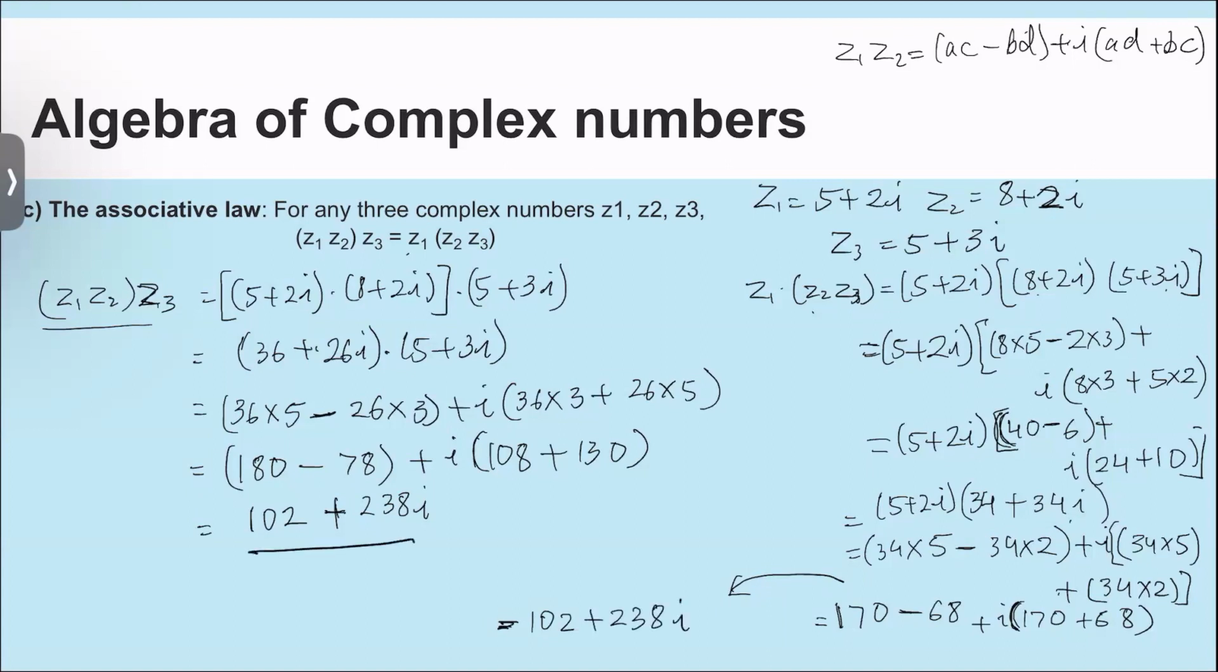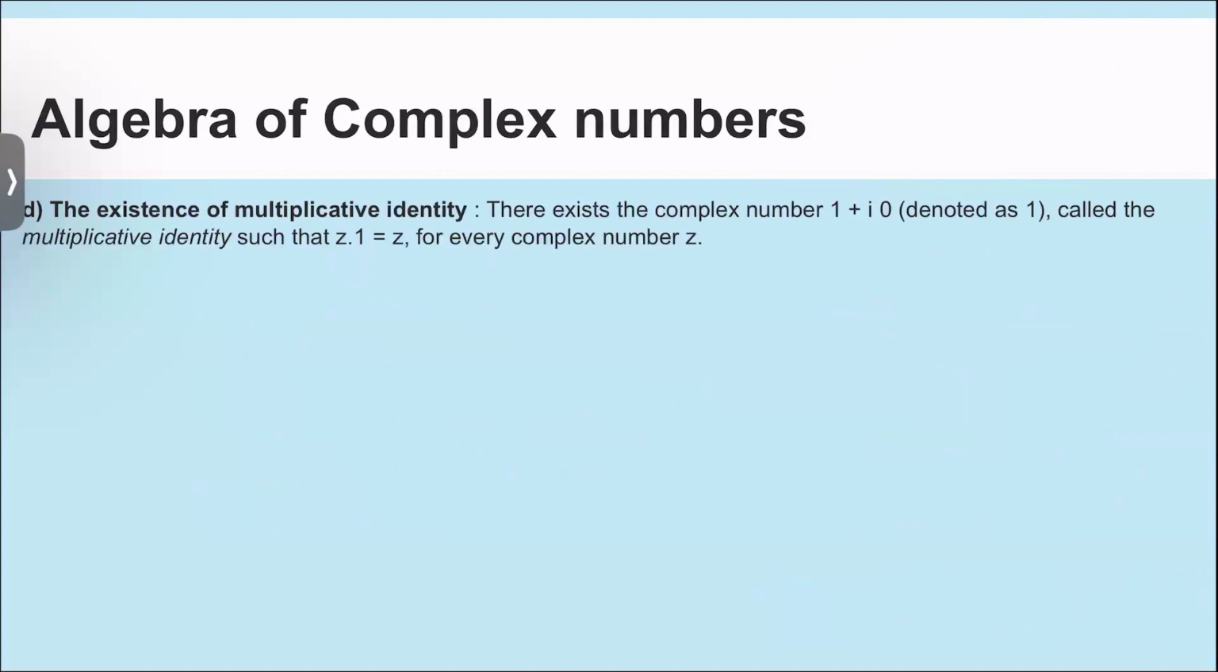So you can see that the left hand side is equal to the right hand side. So this is how we know that the associative law is also valid when we are considering the multiplication of complex numbers.